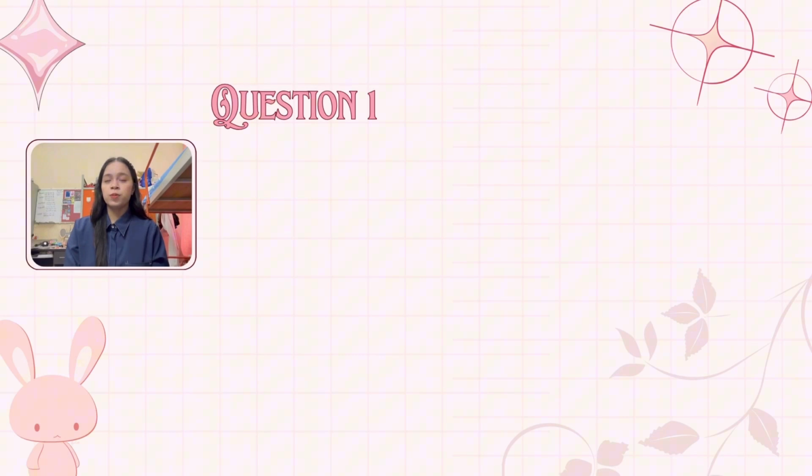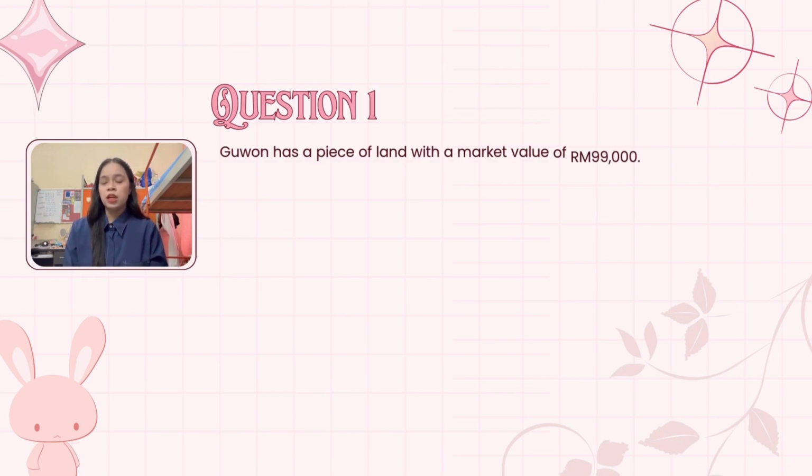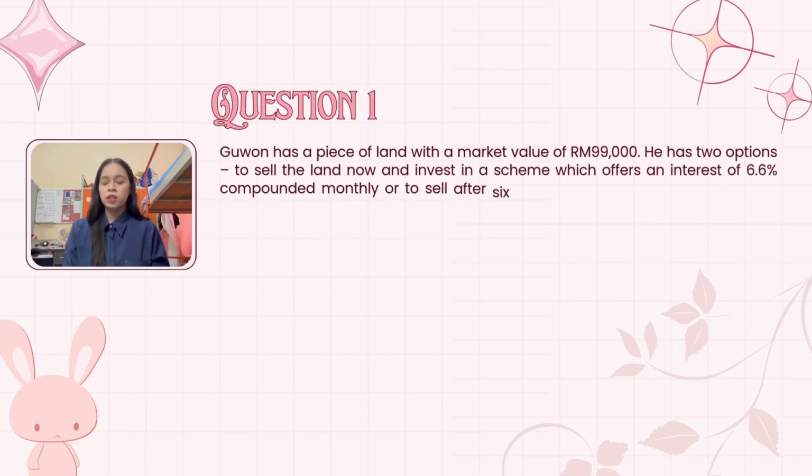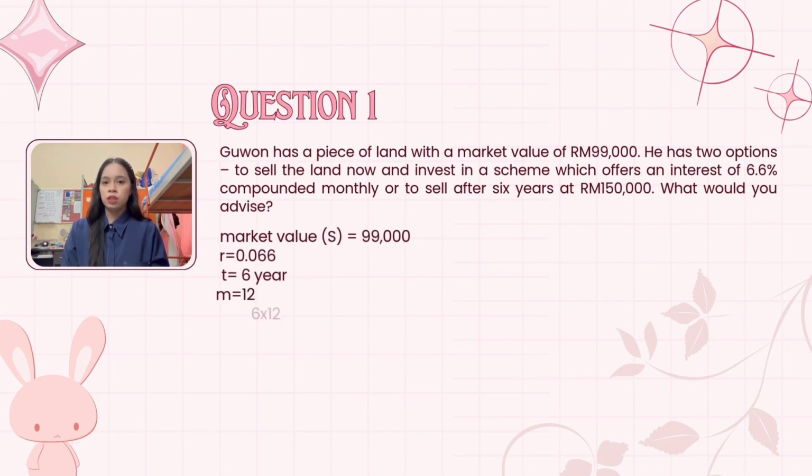Next, I'm going to show you the problem statement of compound interest. One has a piece of land with a market value of 99,000 ringgit. He has two options: to sell the land now and invest, which offers an interest of 6.6% compounded monthly, or to sell after 6 years for 150,000 ringgit. What will you advise? The market value is S, which is 99,000 ringgit. R equals 0.066, T equals 6, M equals 12, N equals 72.